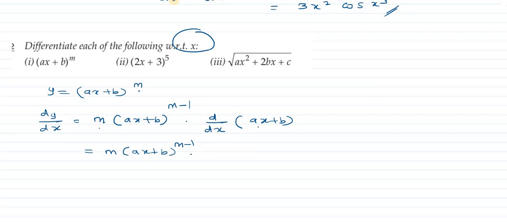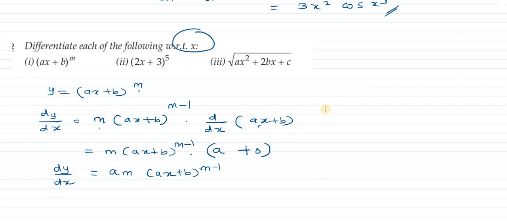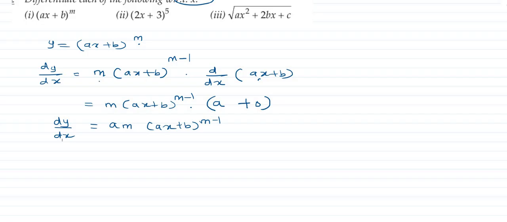Here what it will be? Ax when I differentiate it is a only. B is constant. So when I differentiate it is 0. So it is am into ax plus b to the power m minus 1. Is it clear all of you? Any doubt? So integrated students will feel easy because often you use this integration and differentiation in class 11, correct? But class 12 mathematics students, those who are from CBSE, you have to practice a lot. That's the only difference, okay? That's it.